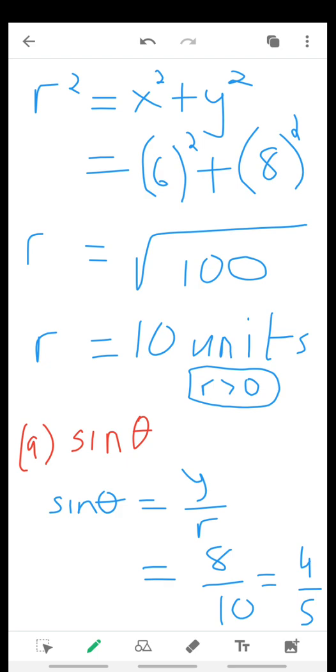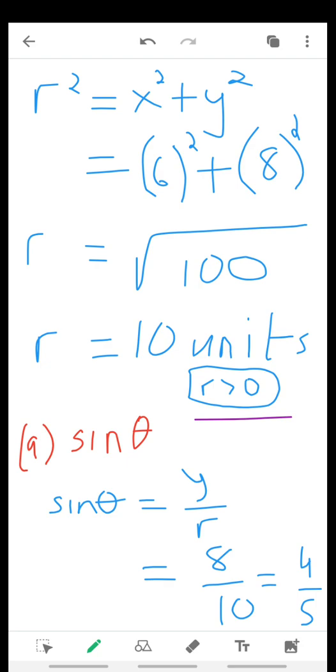Why did I not say plus or minus? That is because r is a length, and length is always positive, regardless of where r is situated in the Cartesian plane. r is always positive, and I think I have highlighted it there. r is greater than 0, meaning r must always be positive. Only x and y can be anything, but r must always be positive. Okay, so I think that's the question.